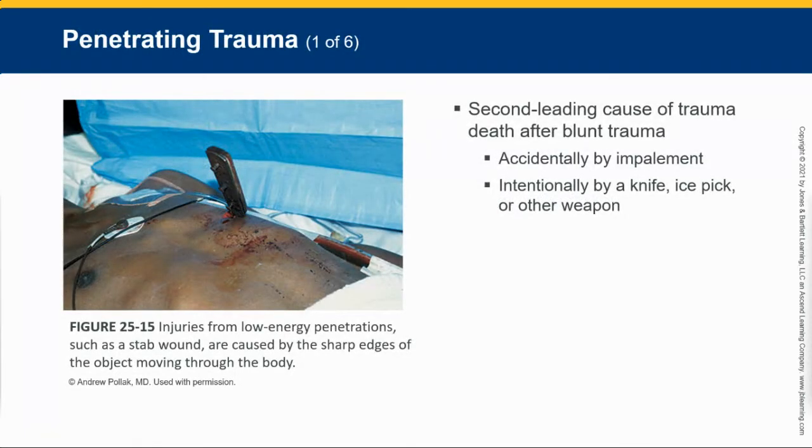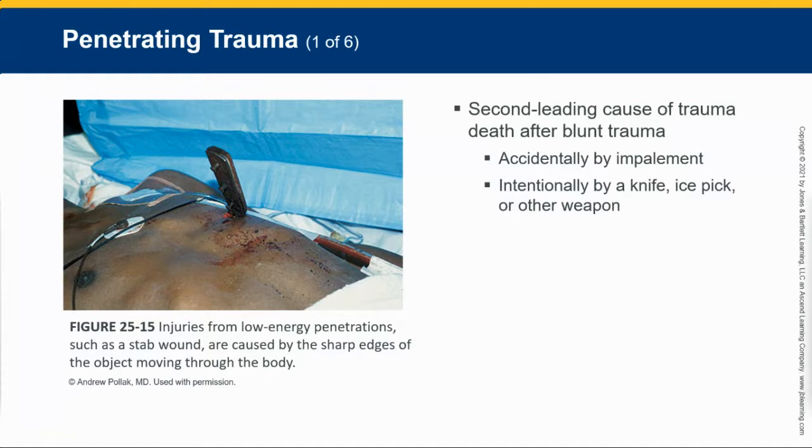So we talked about blunt trauma, and we talked about that there were two types, blunt and penetrating. So we'll go into the penetrating trauma now a little bit. Penetrating trauma is the second leading cause of traumatic death in the United States after blunt trauma, because penetrating trauma typically involves something entering the body, breaking the surface of the body.